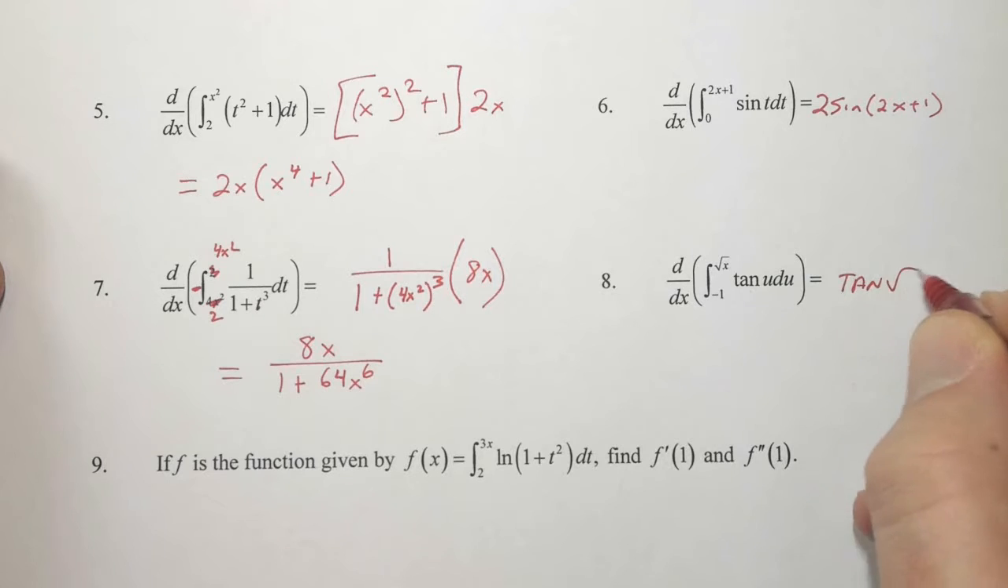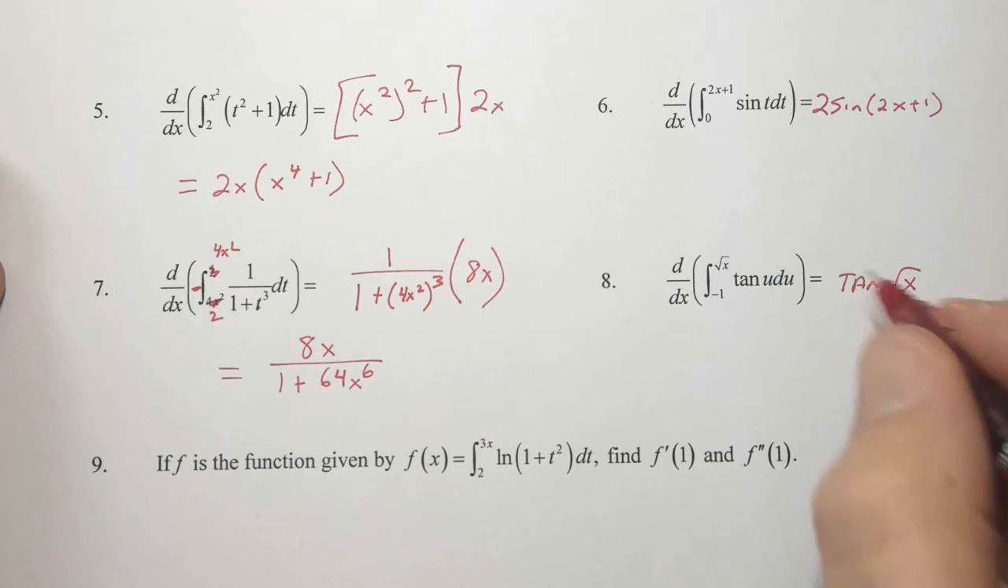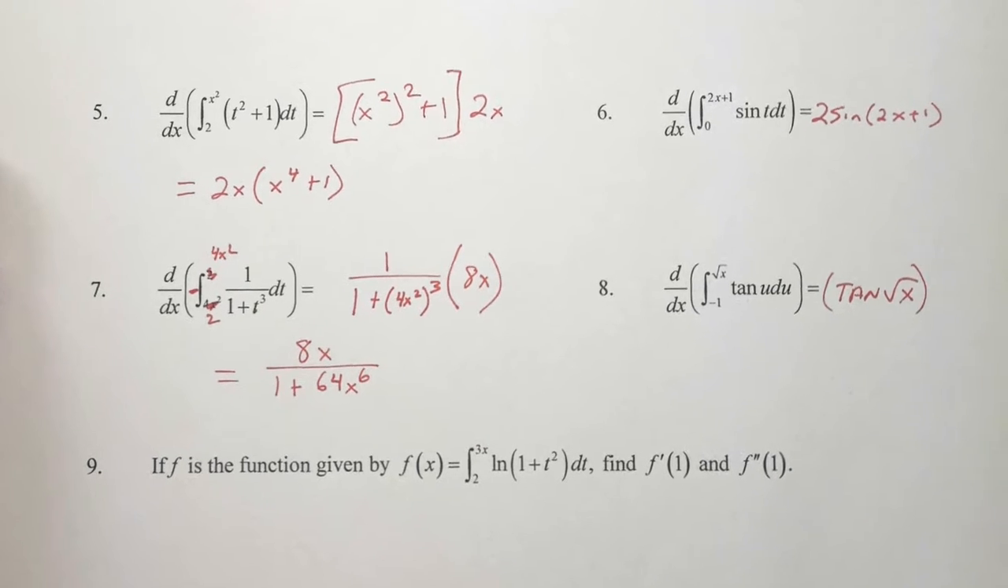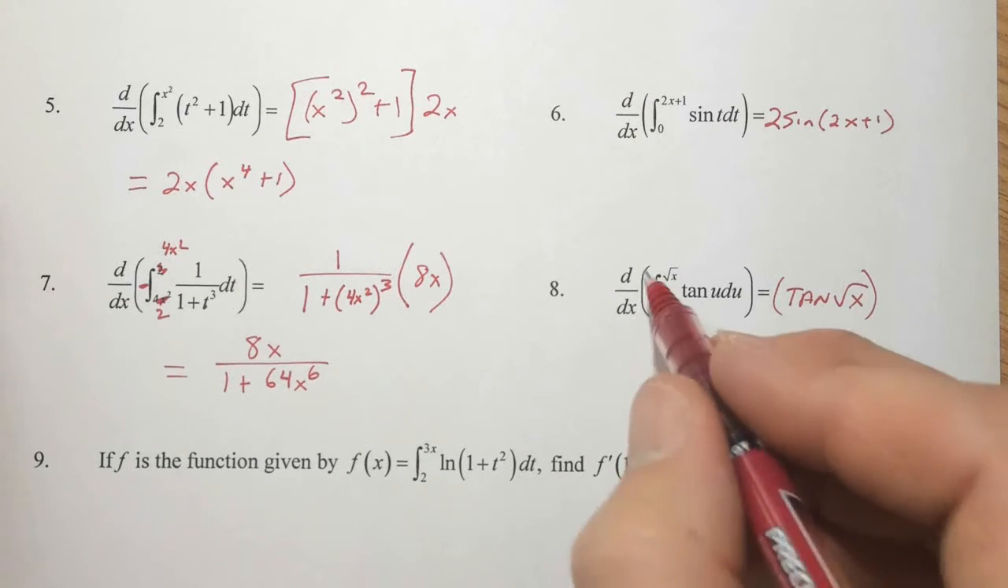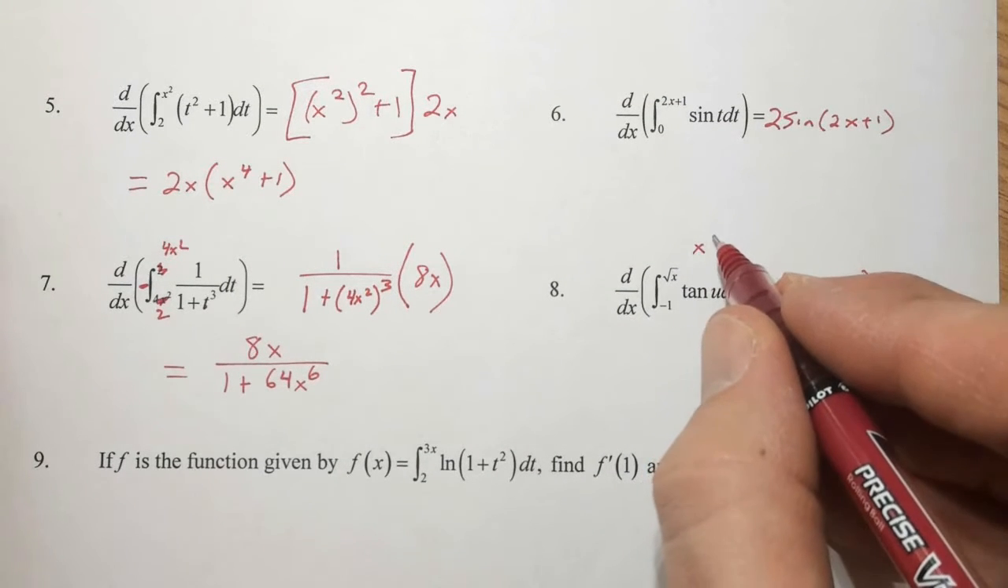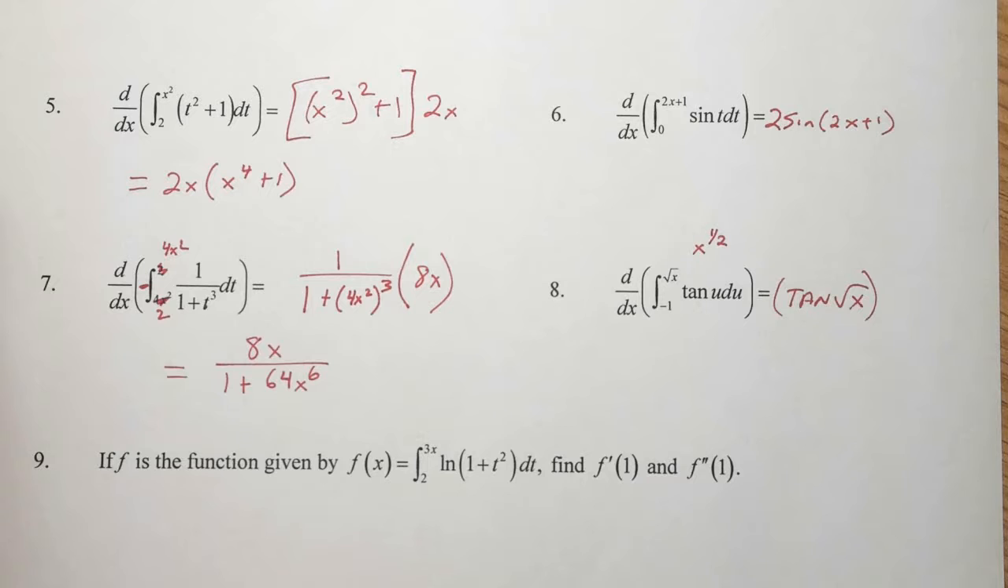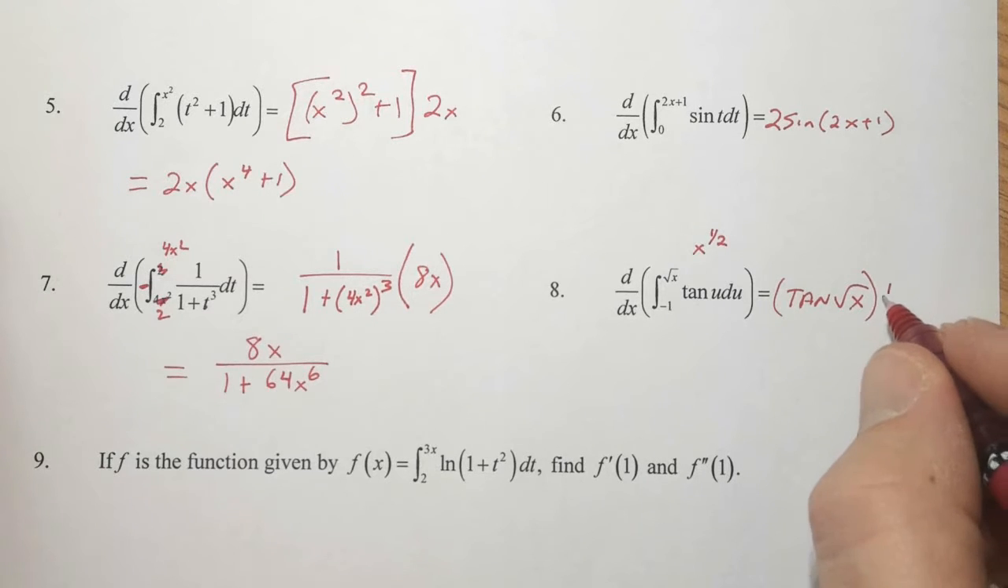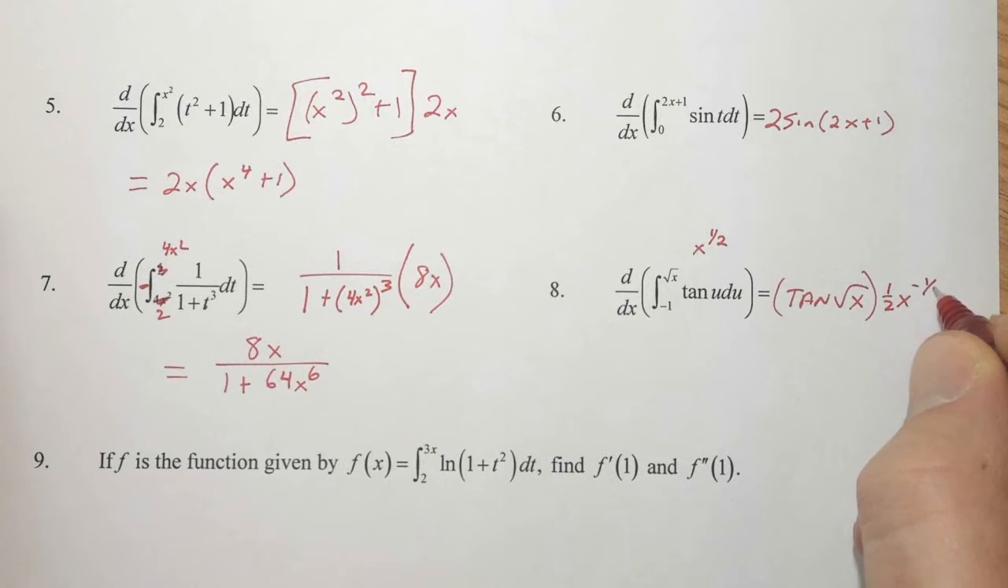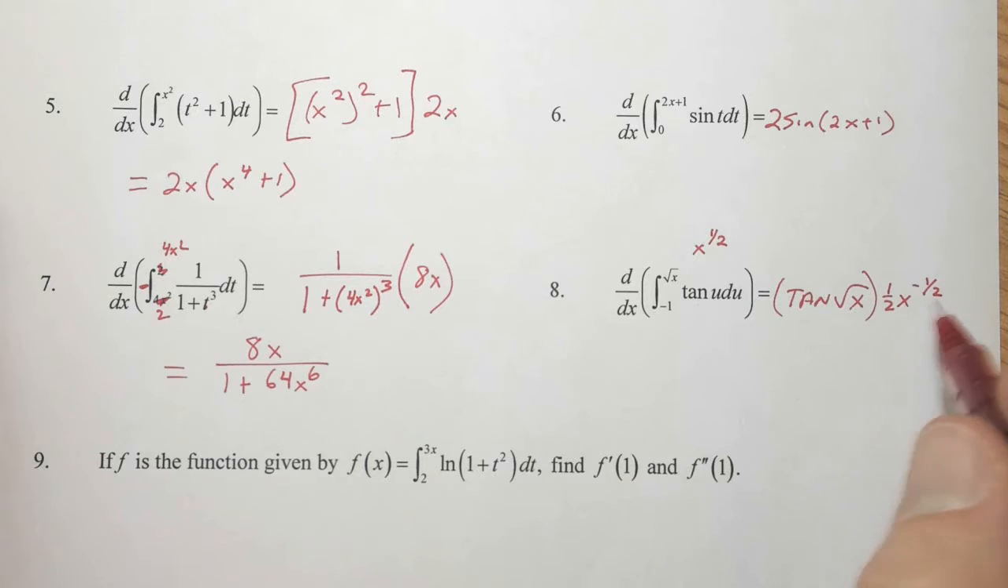And then over here, u is being replaced by the square root of x, so we have tangent of the square root of x, and that needs to be multiplied by the derivative of the square root of x. So keep in mind that x under the radical is the same thing as x to the 1/2, so we have 1/2 x to the negative 1/2. That answer is great. If you have that answer, you're fine.